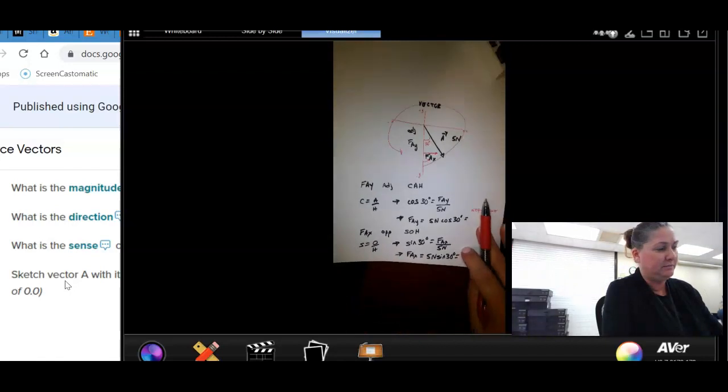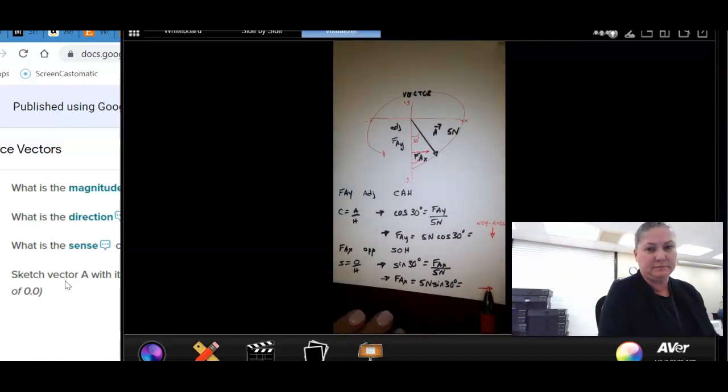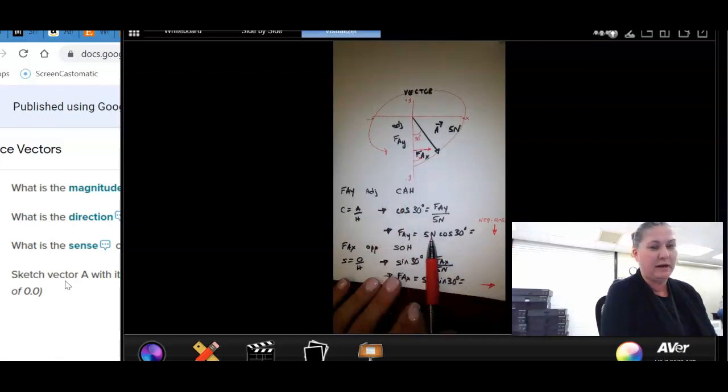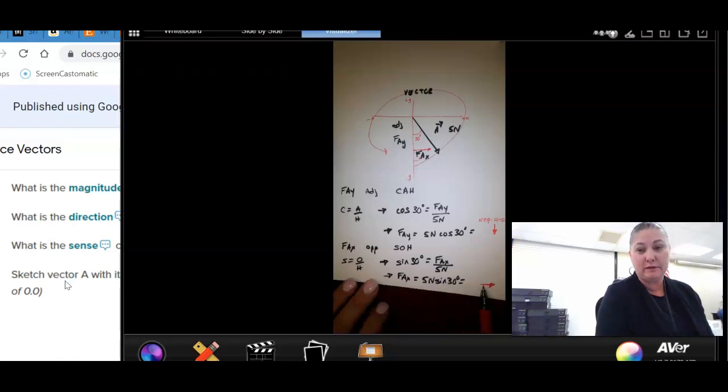Let me get closer. Okay, so FAy over here, it was 5 newtons times cosine of 30. Whatever answer you get is negative. FAx is 5 newtons times the sine of 30. Whatever answer you get is positive. And both answers have newtons as the units.